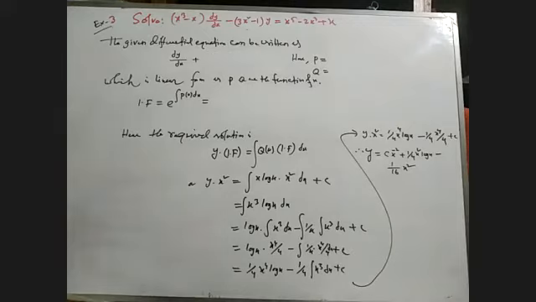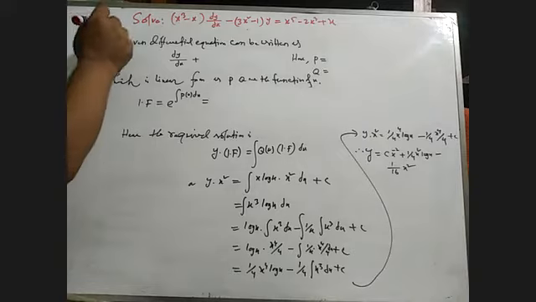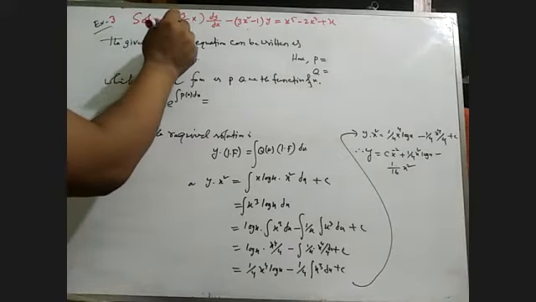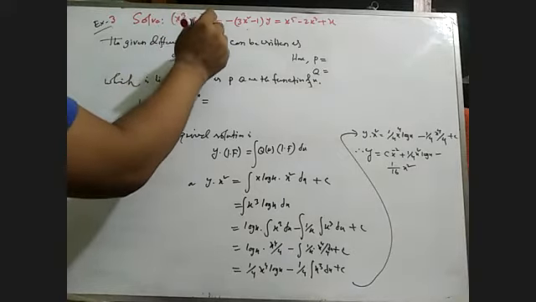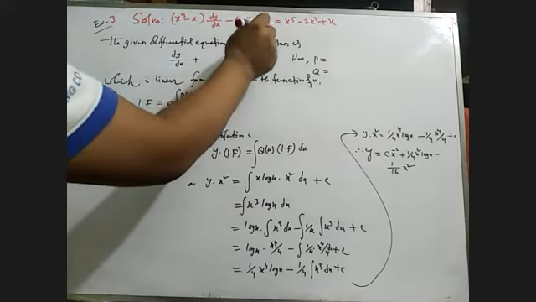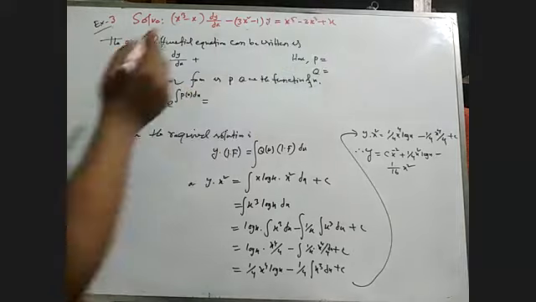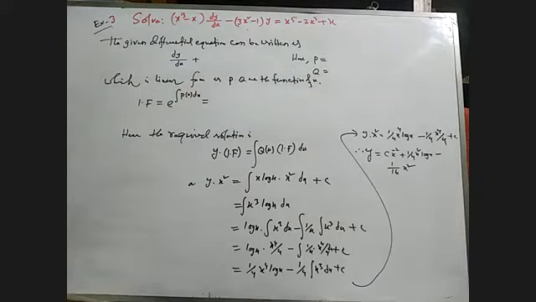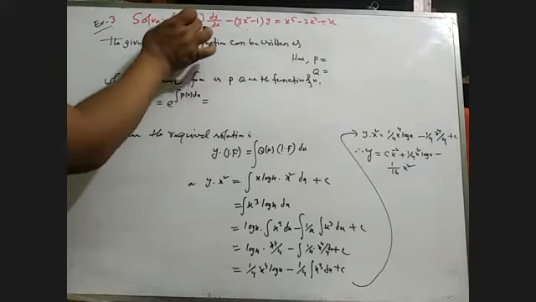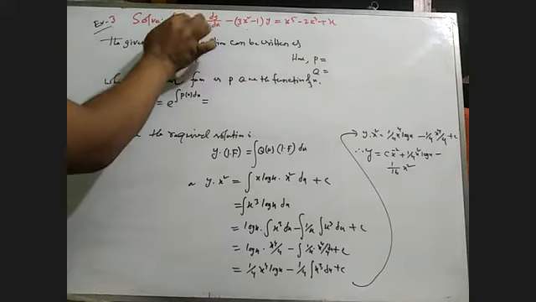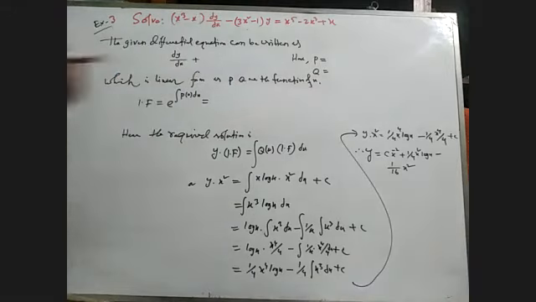Now another example, same as example 3. Solve (x cube minus x) dy/dx minus (3x square minus 1) y equals x to the power 5 minus twice x cube plus x. Now we have to rearrange this given differential equation into linear form. How can we make it linear form? Just by dividing by x cube minus x on both sides.